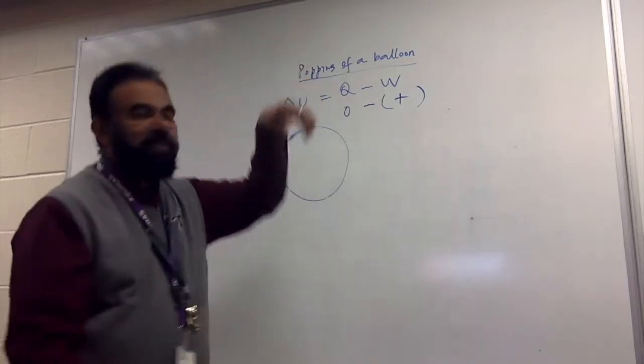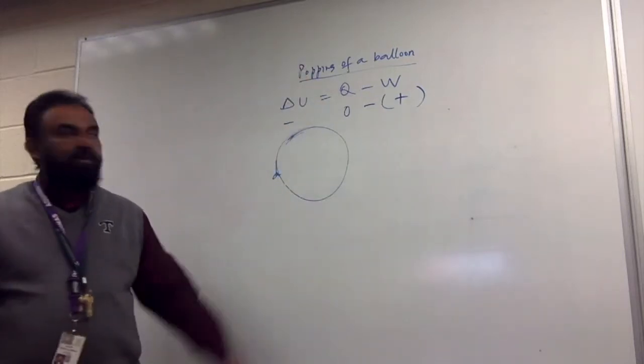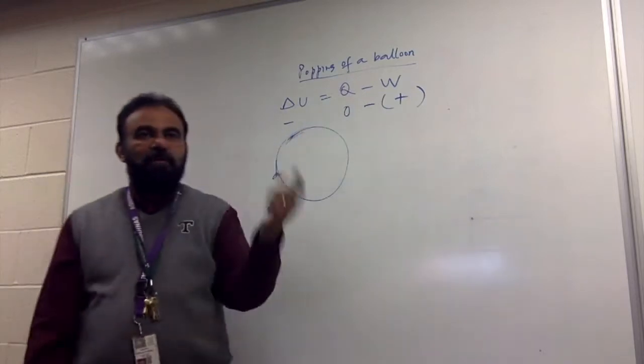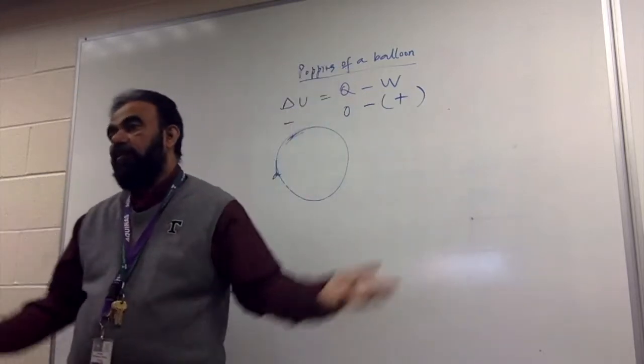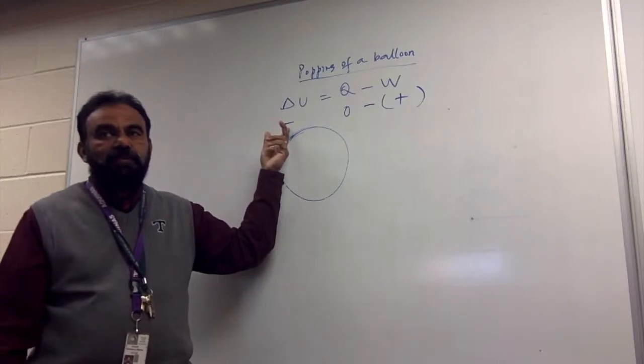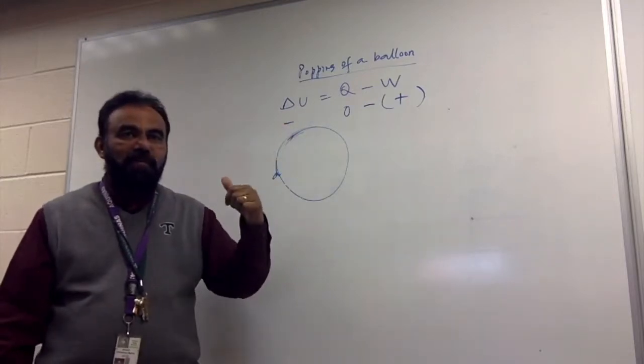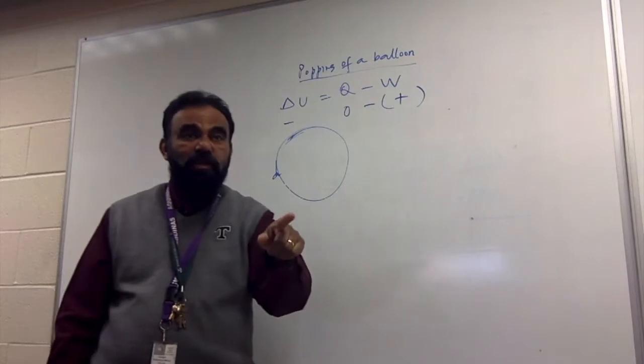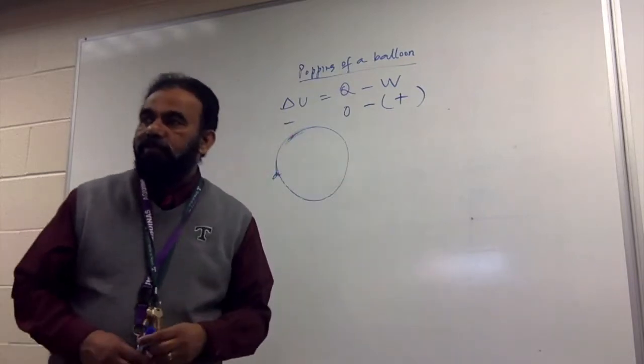Why? First law of thermodynamics. Because Q is zero, work is done by the balloon, pushing the atmosphere out, and therefore ΔU is supposed to be negative. Make sense? Yeah, so you can apply the first law of thermodynamics and reason out certain things that you actually see. All right, another example.